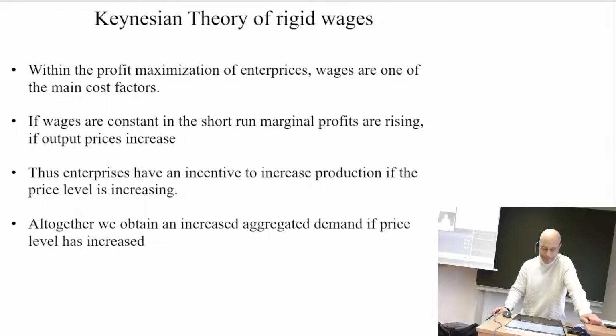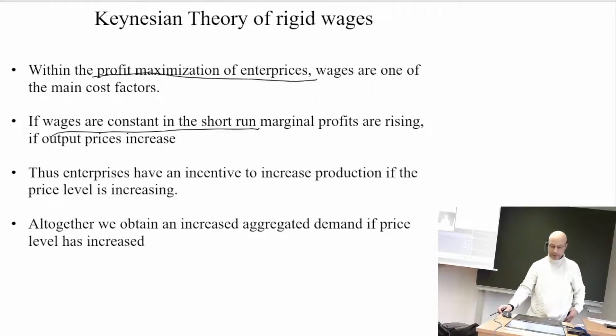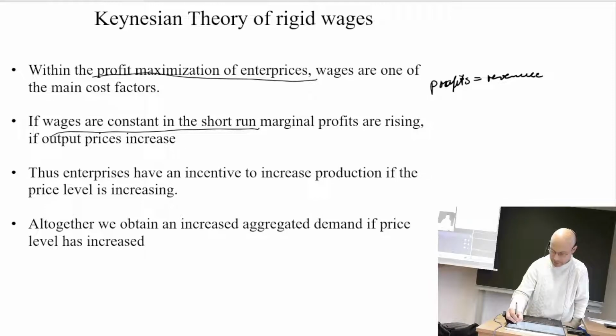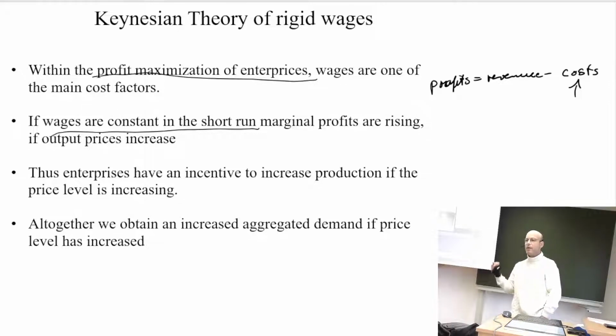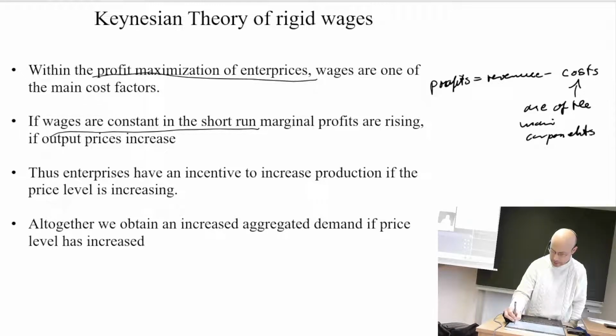What do we assume then? Well, of course, always we think that enterprises are profit maximizers. What does it mean if wages are constant in the short run? We have again profits equals revenue minus costs. And here we have as one of the main cost components the wage.